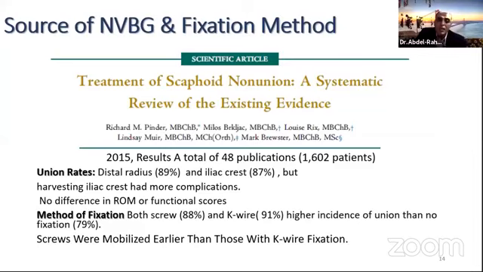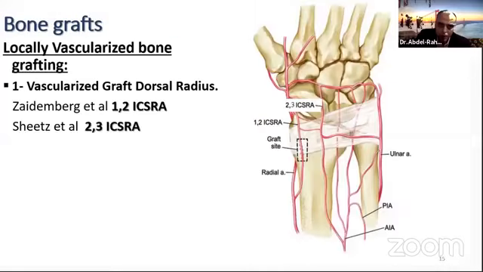If we review the fixation methods, using a screw provided a slightly higher union rate compared to K-wires, but both were much higher compared to using grafts only without fixation, at 90 to 80%. The screw-fixed fractures were allowed to mobilize earlier than the K-wire-fixed fractures.